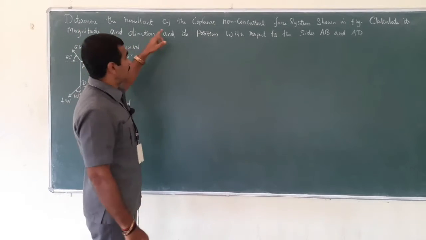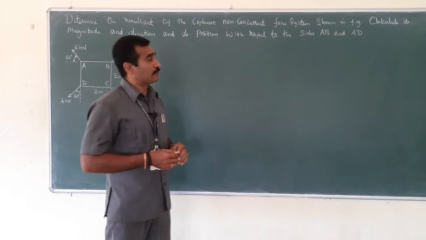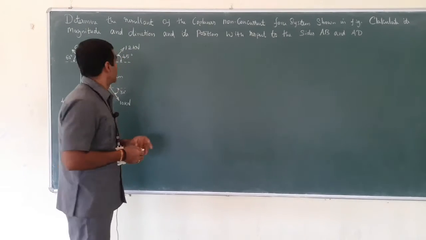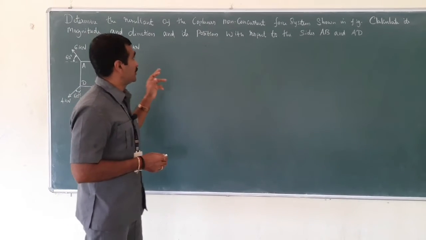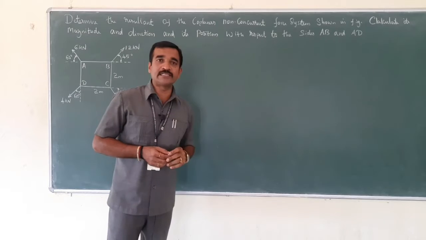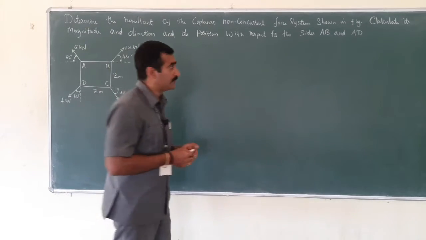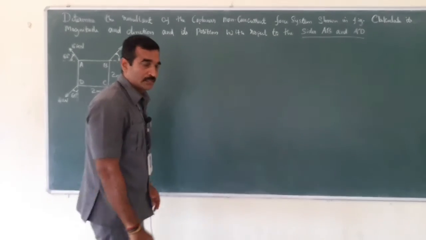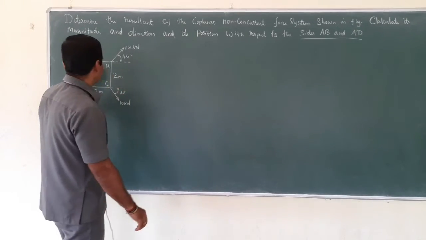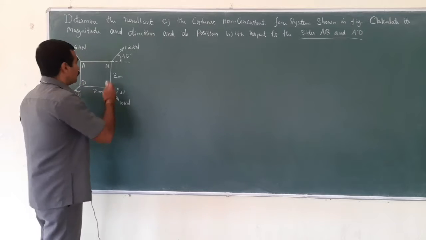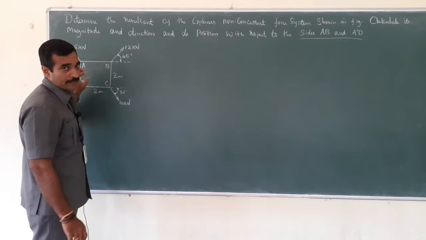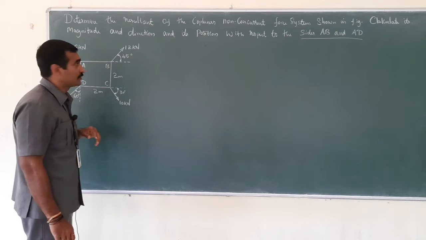So, determine the resultant of the coplanar non-concurrent force system shown in figure. Calculate its magnitude and direction and its position with respect to the sides AB and AD. So, to find, this is the diagram which is being given here. Four inclined forces are acting on this body. This is a rigid body, right?